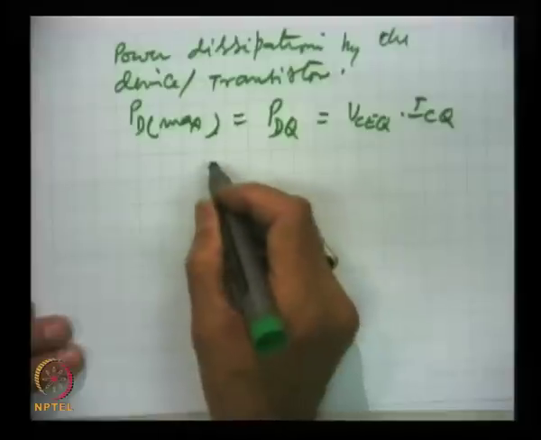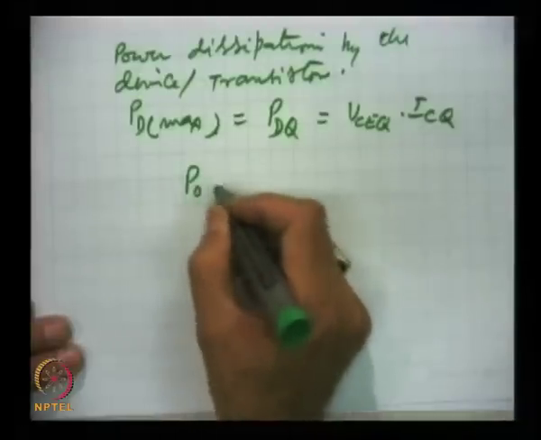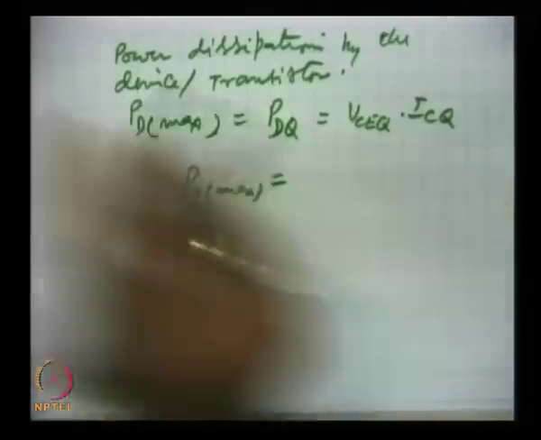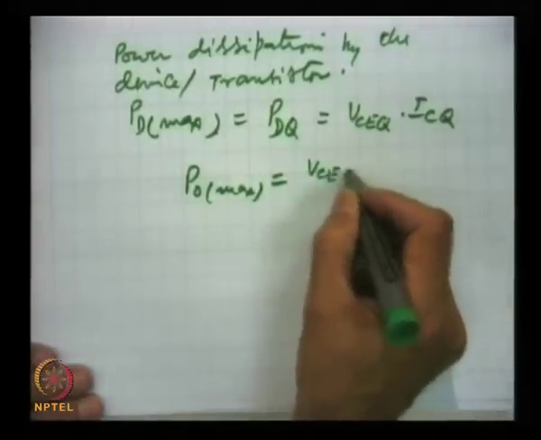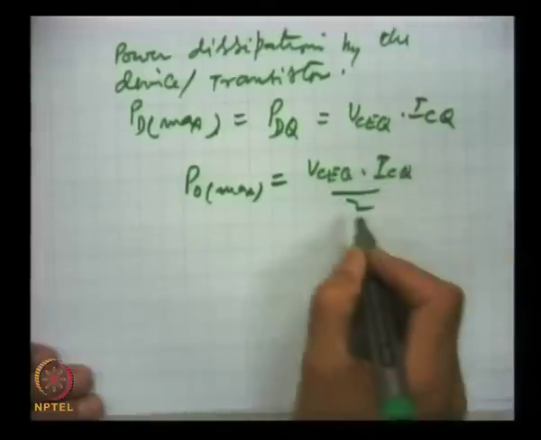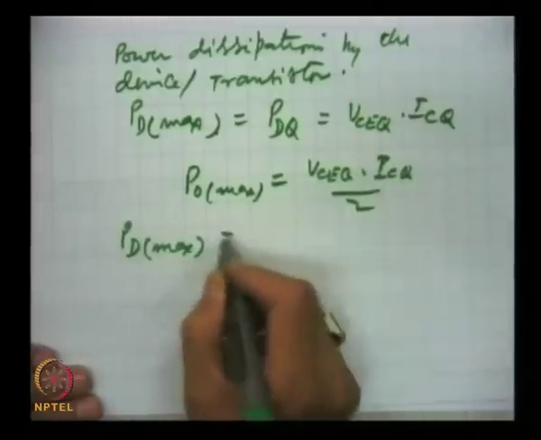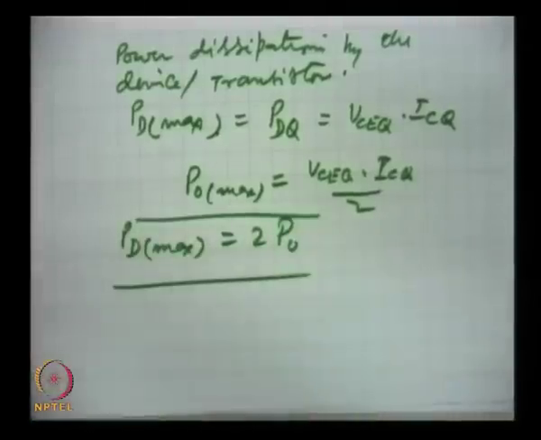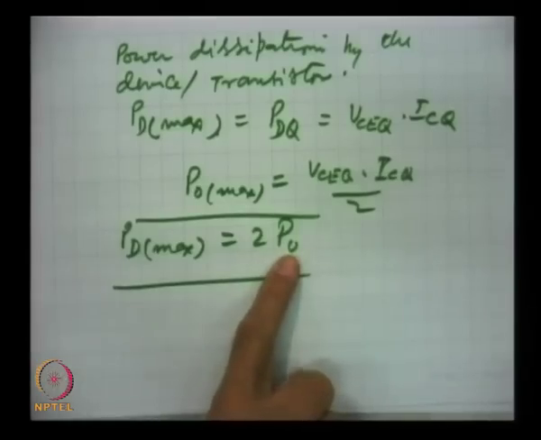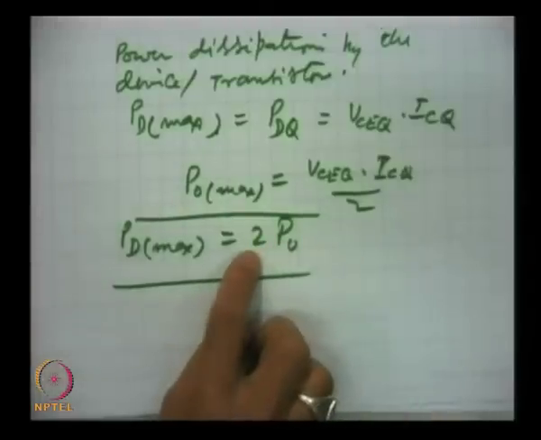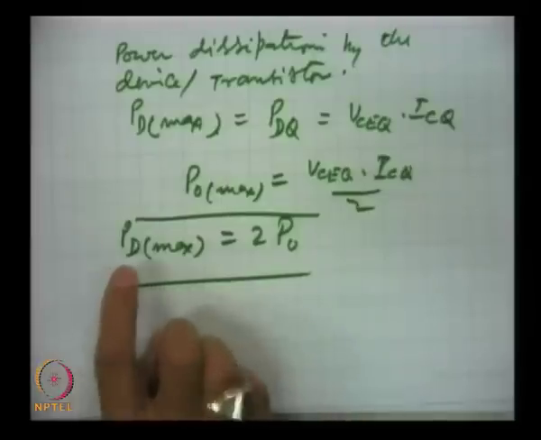You remember that PO max was half of it, so VCEQ ICQ by 2. So from these two equations, we can write that PD max is equal to twice PO. Very important relation for class A operation. And it says that if output power is, say, 10 watts, then 10 into 2, that means 20 watts, the device should be capable of dissipating 20 watts. That means double of what you are getting at the output.